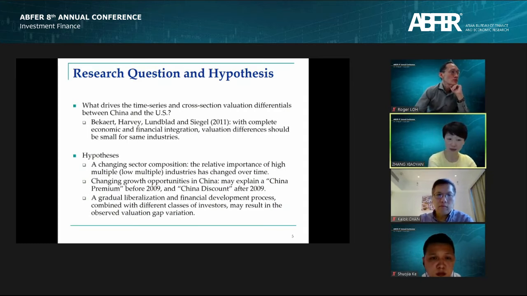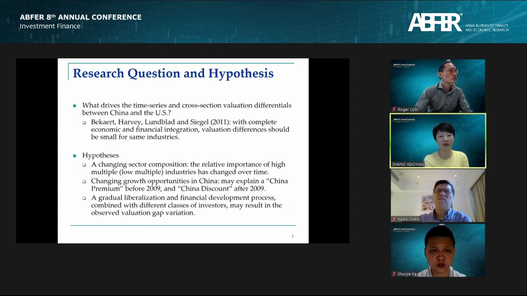And we have 3 hypotheses for this question. Number 1 is the changing sector composition hypothesis. Maybe there are some shifts in the industry structure. That's why the valuation gap differs over time and over different sectors. The second hypothesis is about growth prospects. China had double-digit growth before 2009, which might explain the China premium. And then afterwards, GDP growth becomes 6%, 8%, 7%. Maybe that's why we have a China discount. And the third hypothesis is about liberalization and development on the China side, because the U.S. has been quite stable. So those three hypotheses will be examined in our research.